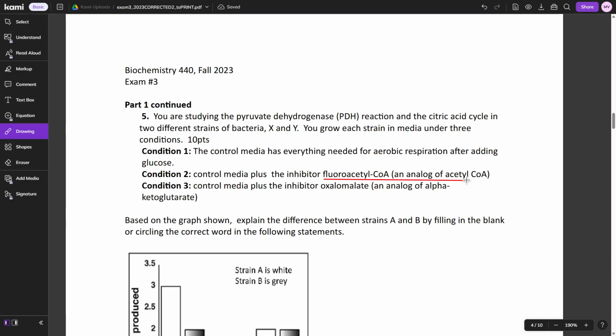So I think this is important, the fact that it's an analog of acetyl-CoA. That probably means it's a competitive inhibitor for PDH, if I had to guess. I'm not too sure, I haven't seen this before. I don't think the specific compound was covered in your lecture, but because it says it's an analog of acetyl-CoA, you can make the assumption that it's a competitive inhibitor for pyruvate dehydrogenase, because pyruvate dehydrogenase has a feedback inhibition where the products from pyruvate dehydrogenase inhibit itself.